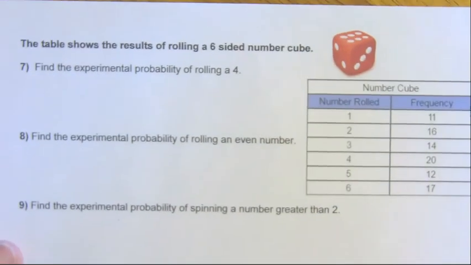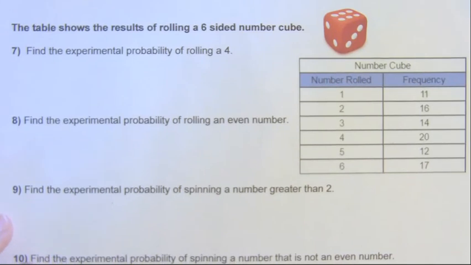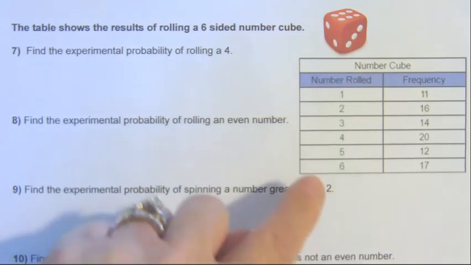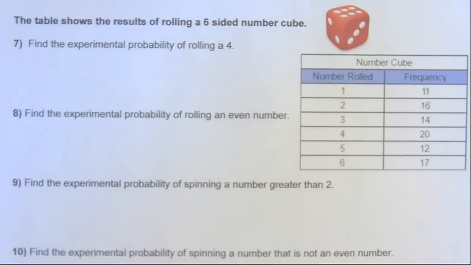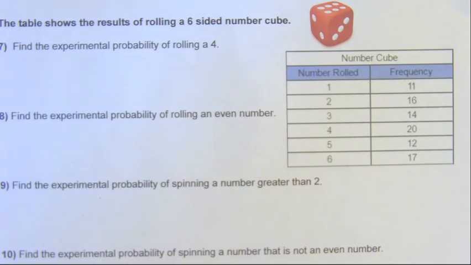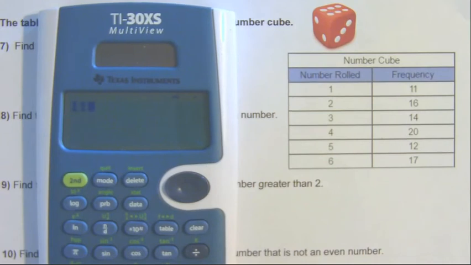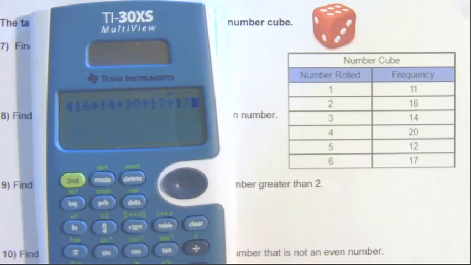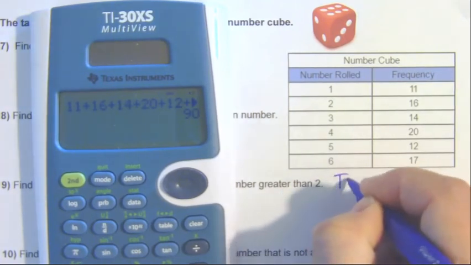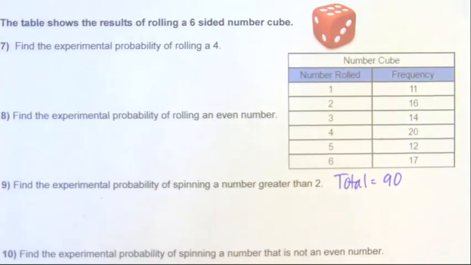All right, moving on. I've got another table here that shows that I rolled a die, a number cube. Here I recorded it. I need to know the total. So the first thing I'm going to do is add up those numbers and get the total. All right, so I'm going to get a calculator out and add these up. 11, 16, 14, 20, 12, and 17 gives me a total of 90. So I know that's going to be my bottom number.